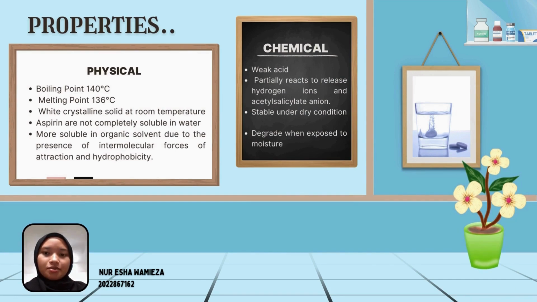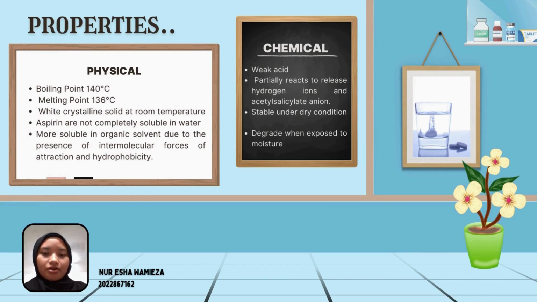First, the physical properties of aspirin: it has an appearance of a white crystalline solid at room temperature. It is usually odorless when pure. The melting point of aspirin is approximately 135 Celsius. Meanwhile, the boiling point of aspirin is around 140 Celsius.